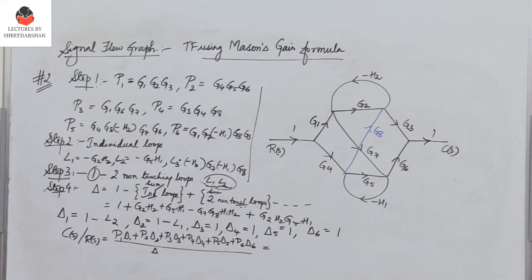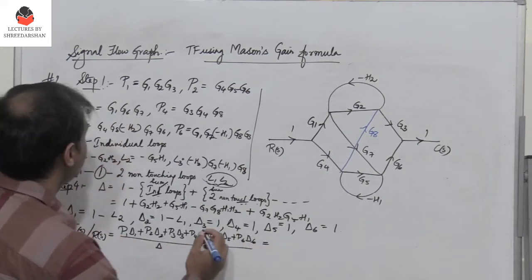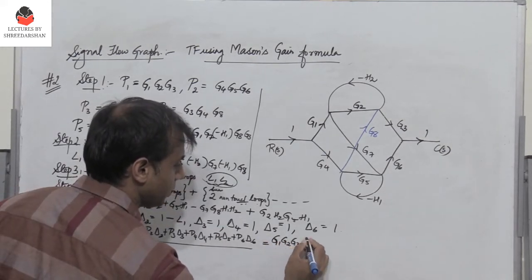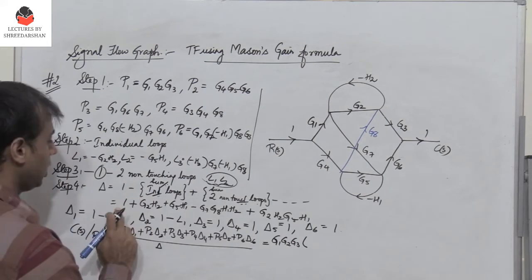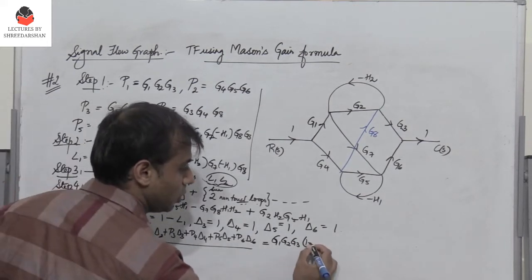So I have P1 into delta 1. So let me write all of them. P1 is, so now let me write the values here. So I have P1, which is G1, G2, G3 into delta 1. So 1 minus L2. So I will just write 1 minus L2.